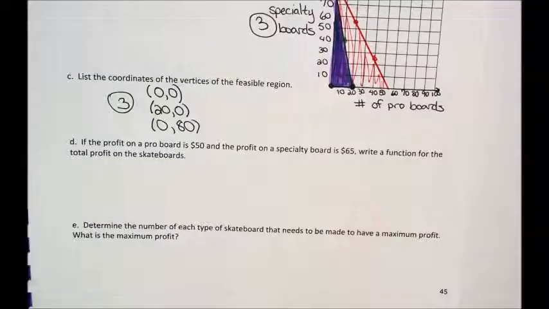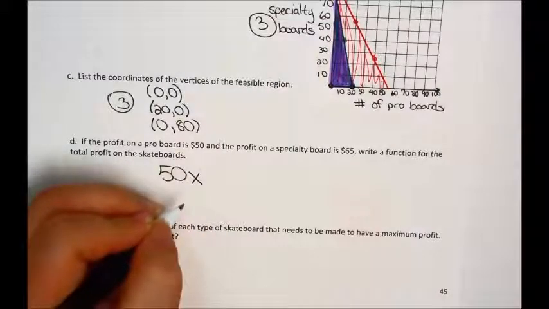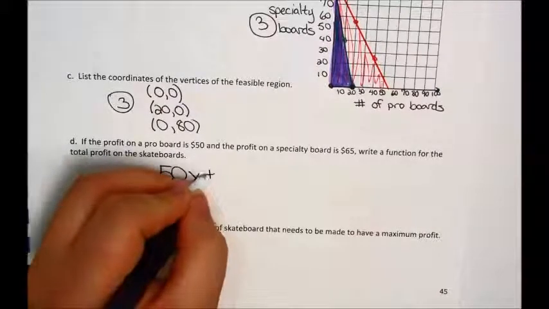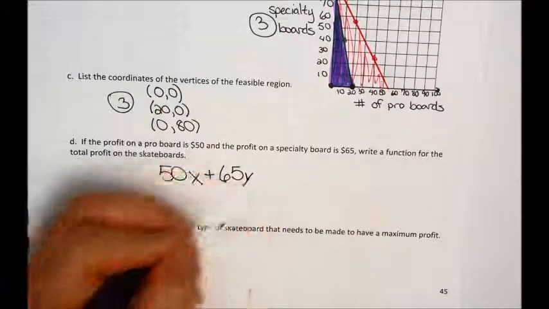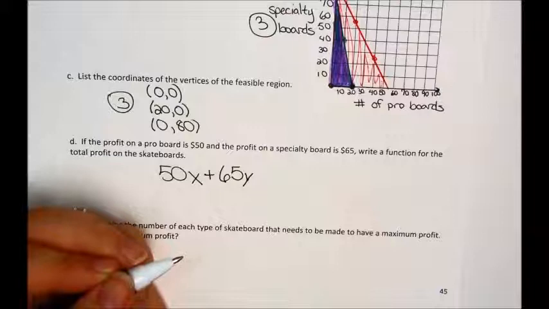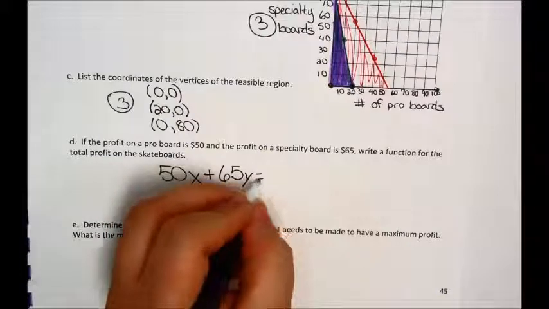We are attempting to maximize profit, so we need to write an equation on how I would calculate profit. They've given me that each pro board sells for $50 and specialty boards sell for $65. So to write an equation for profit, I need to indicate how much I would make from pro boards, 50 times the number of pro boards, and add that to how much I would make from specialty boards, 65 times the number of specialty boards, and that equals profit.